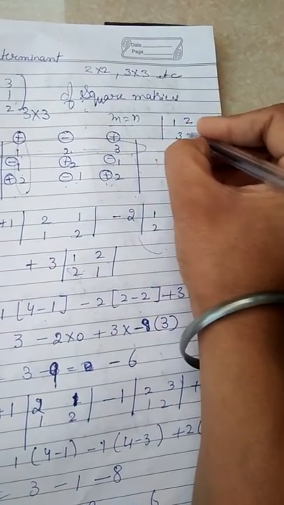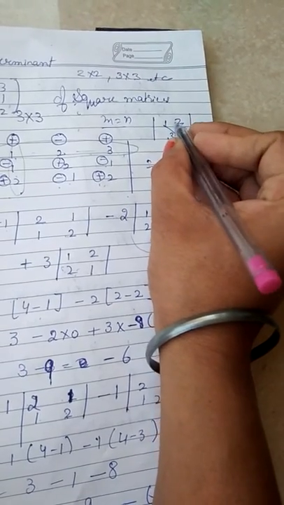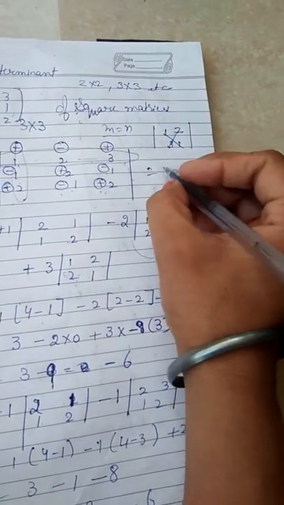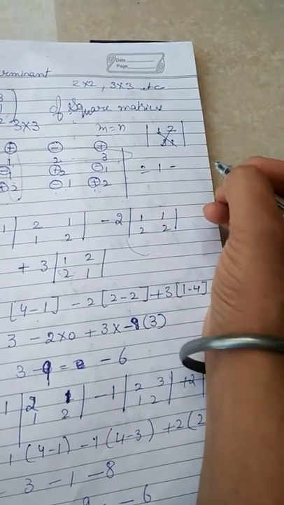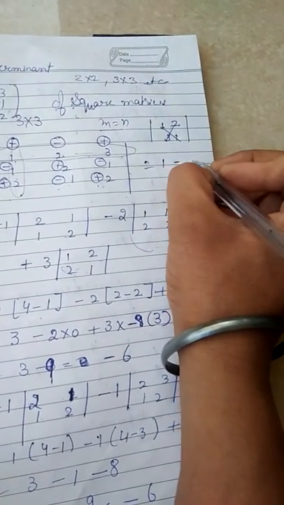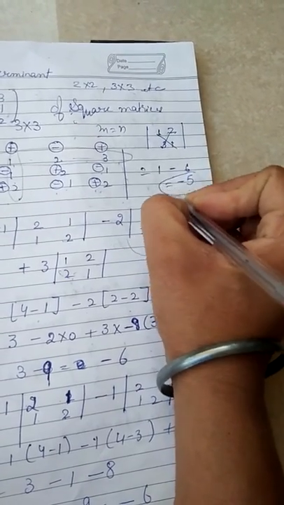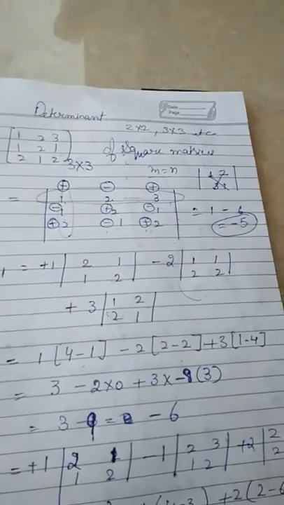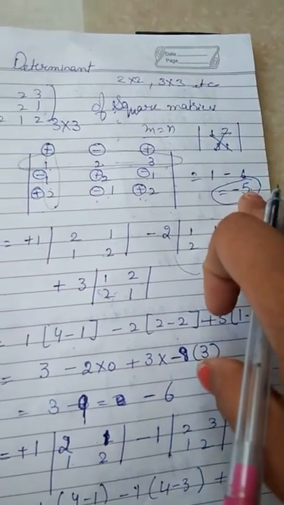1, 2, 3, 1. Multiply these two and then these two. 1 into 1, put a minus sign here. 2 into 3, 6. So minus 5. So this is the value of the determinant in case of a 2 cross 2 matrix.